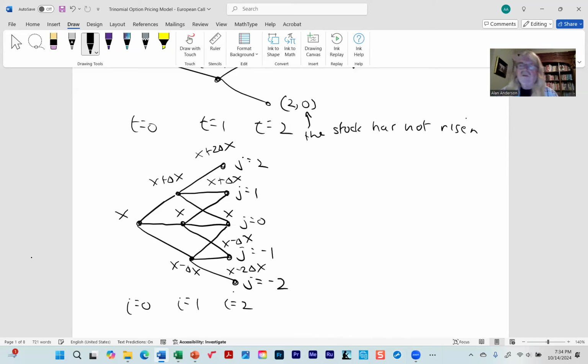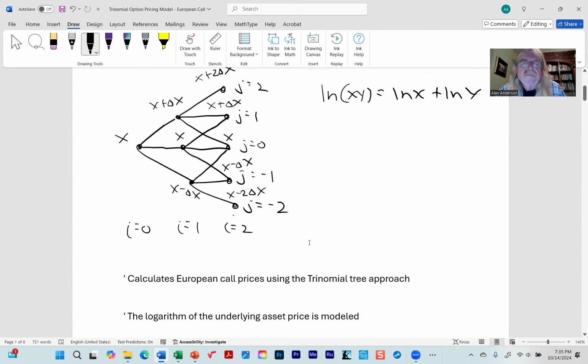And that's, of course, because we know that the product of one of the most famous properties of logarithms, the log of a product is equal to the sum of the logs. That's why it's working out this way. And you can see this will make it much easier for us to program it.